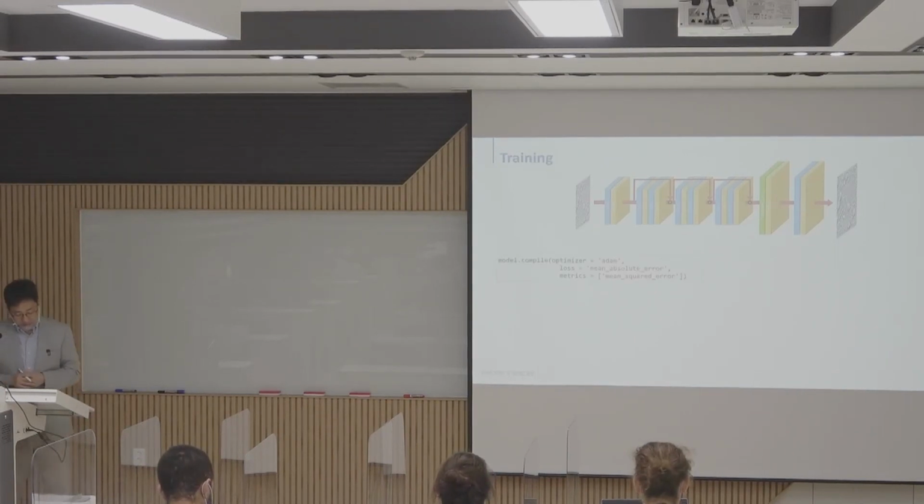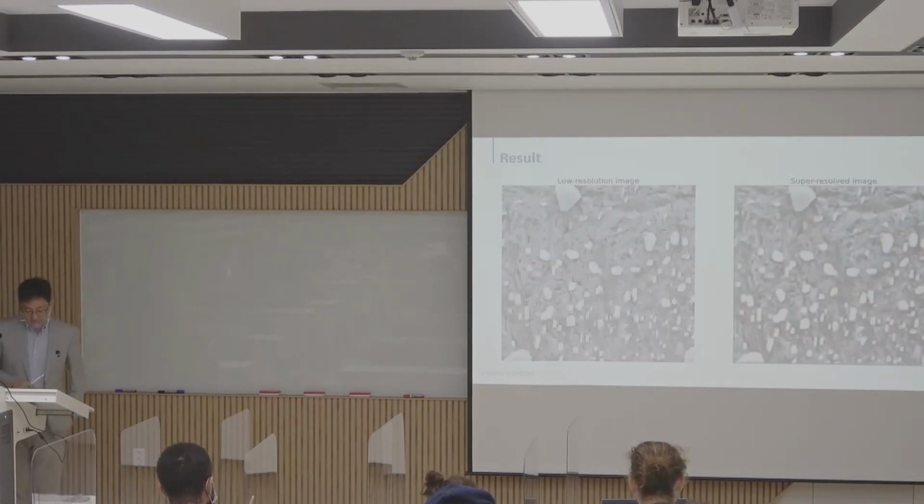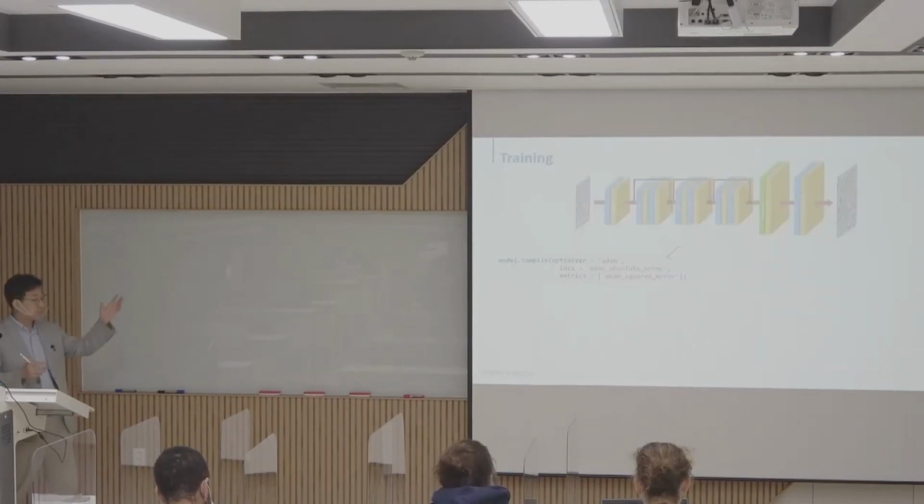Okay, now we have to define what kind of optimizer we're going to use, and what kind of loss definitions and metrics, things like that. Here we use mean absolute error. Now we're done with the training, hoping that this structure learns the prior knowledge from the data set. That's basically what we are doing.